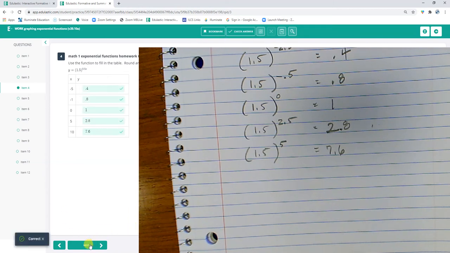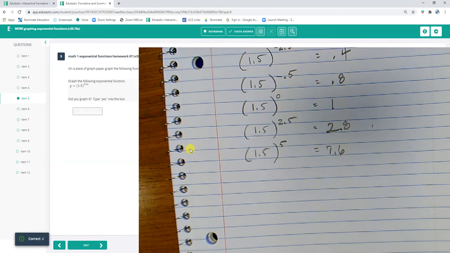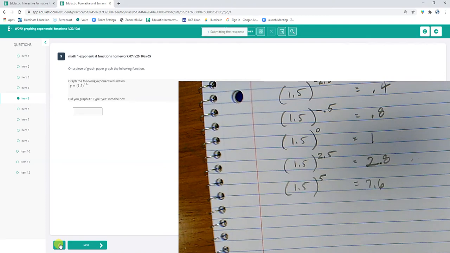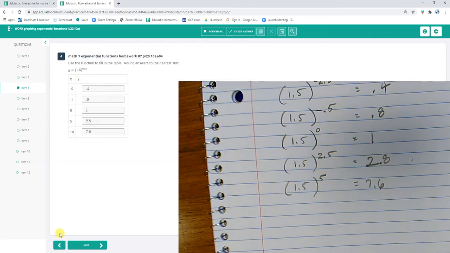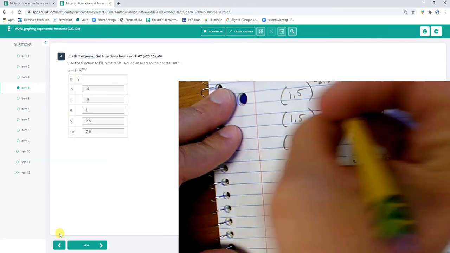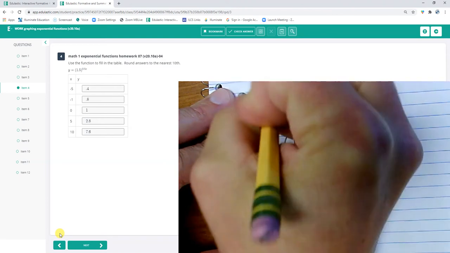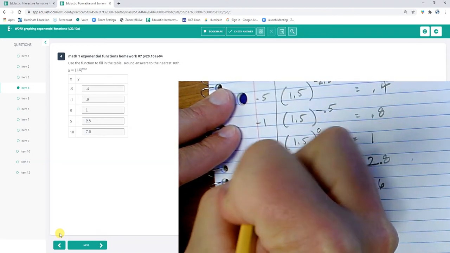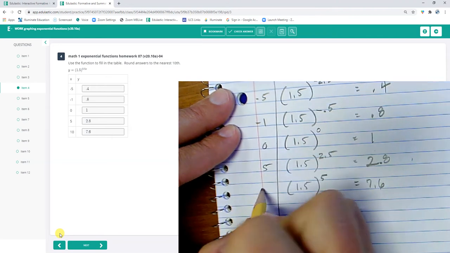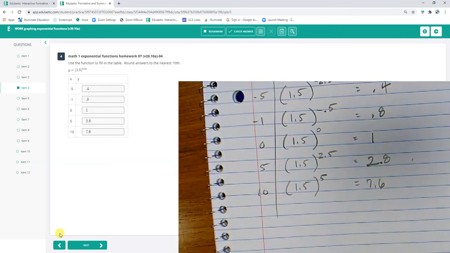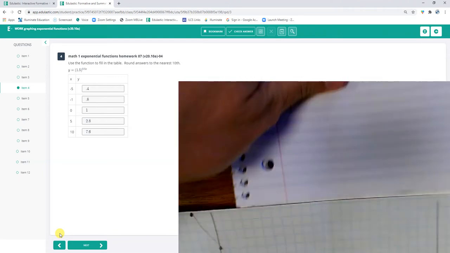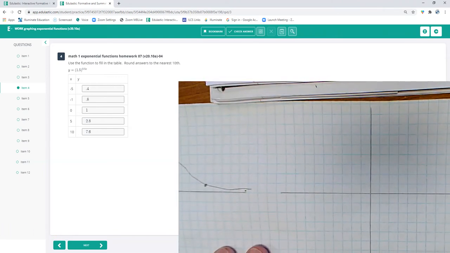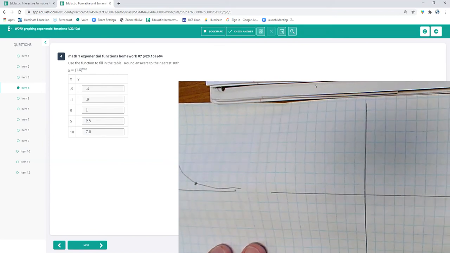Good. Now we have to graph this thing. What were the values that we were using? Negative 5, negative 1, 0, 5, 10. Get in my piece of graph paper. It might not fit perfectly, but I'll give it a shot. Okay. Oh, I have it right there on the screen. I didn't have to write it down.